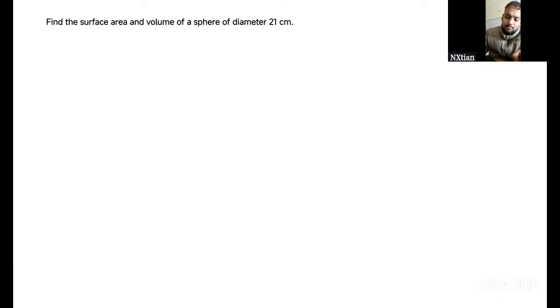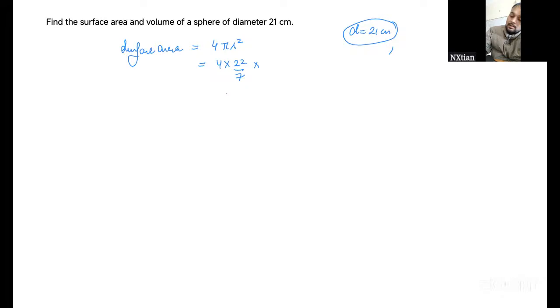Okay, I'll do this. I think some calculation mistake is there, Jehovah. So surface area, which is 4 pi r square. So it means 4 into 22 by 7 into, now 21 is the diameter. And we know that to convert into radius, we have to divide this 21 by 2. So it will become 21 by 2 into 21 by 2.